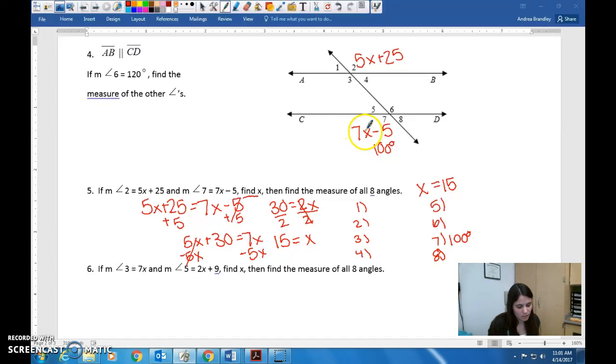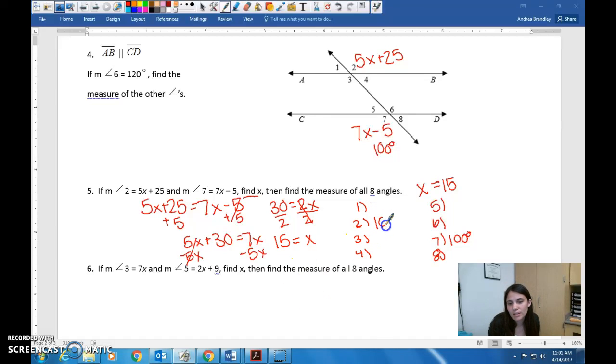7 times 15. Let me just check my math so that we don't have anything embarrassing happen. So 7 times 15, yes, is 105. 105 minus 5 is 100. So then I can do that same thing with angle 2. I plug a 15 in there. So 5 times 15 is 75, plus 25 is 100.